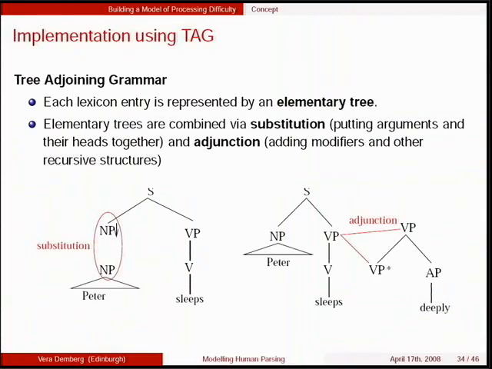The other one is used for recursive structures. For example, here, from the lexicon, we know that deeply would be an adverb that needs a verb phrase to join into, so it needs to modify a verb. This would just find an accessible node of the same type and expand it. So these two go in here and build a new branch there.